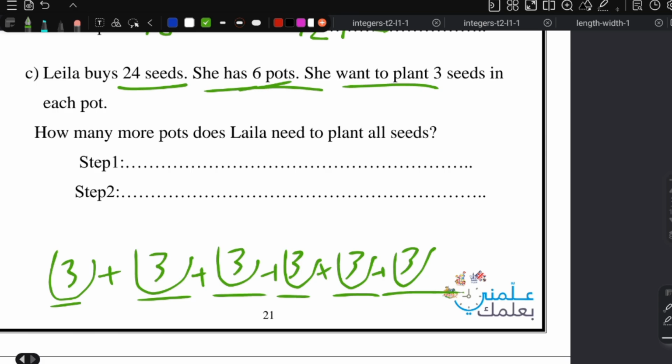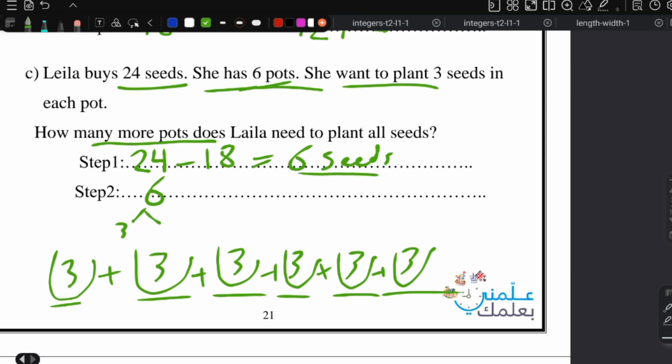So how many are left? It will be 24, the total number, minus the 18 that I planted. 24 minus 18 is 6 seeds. So this is 6 seeds left. So the question is, how many more pots does Layla need to plant all the seeds? So I just see how many pots I need. This 6, how many 3s in 6? 3, 3. And this is a pot and this is a pot.